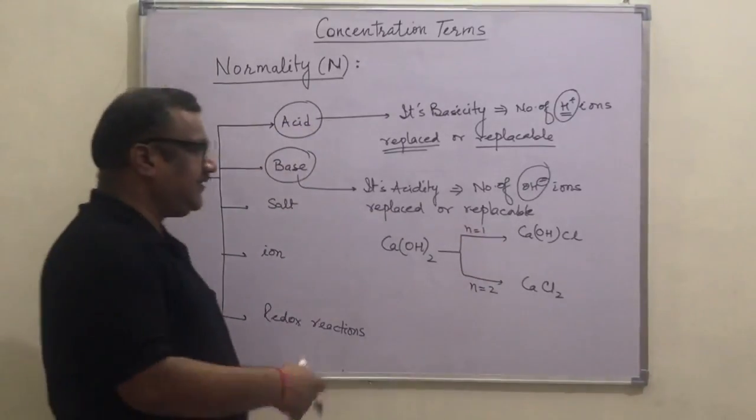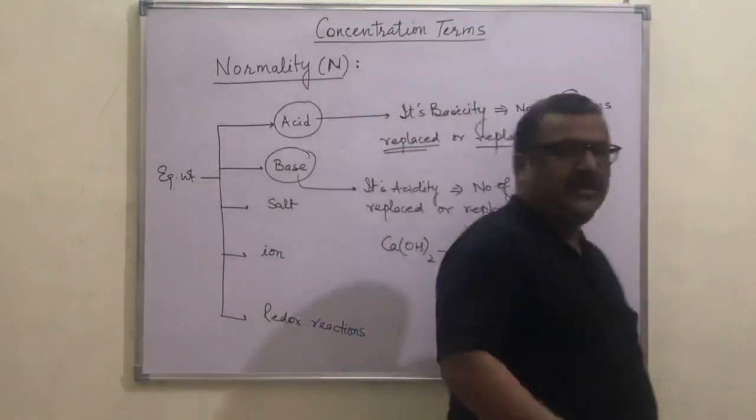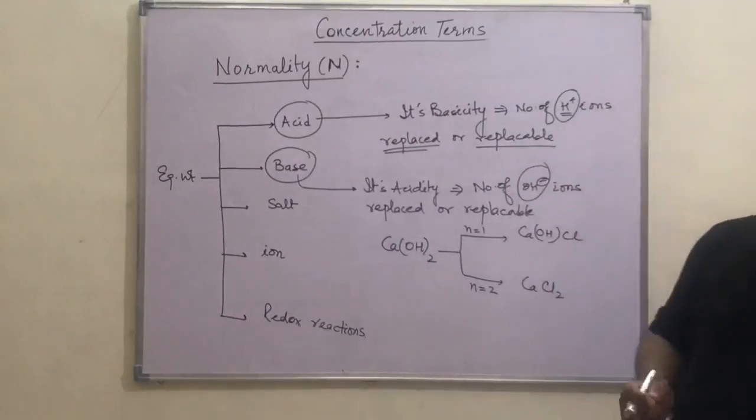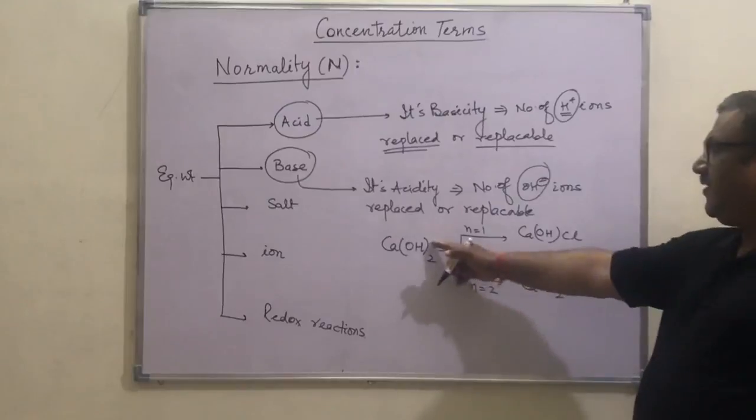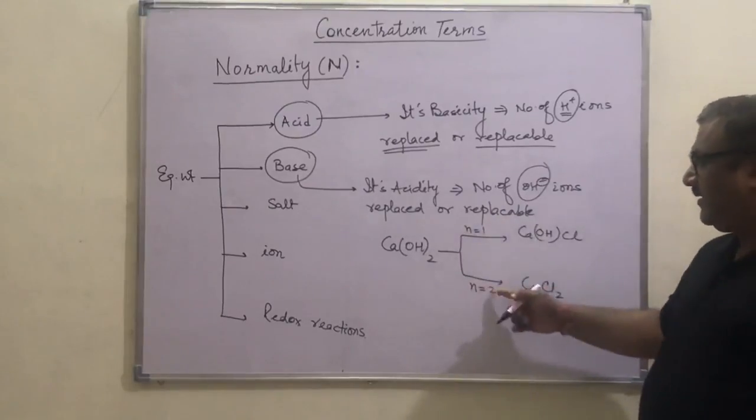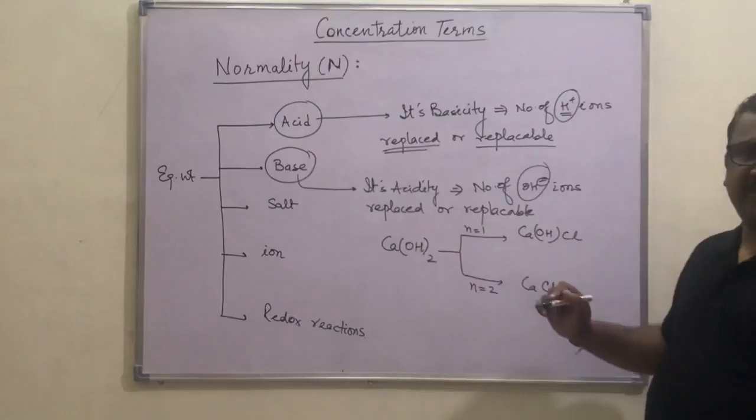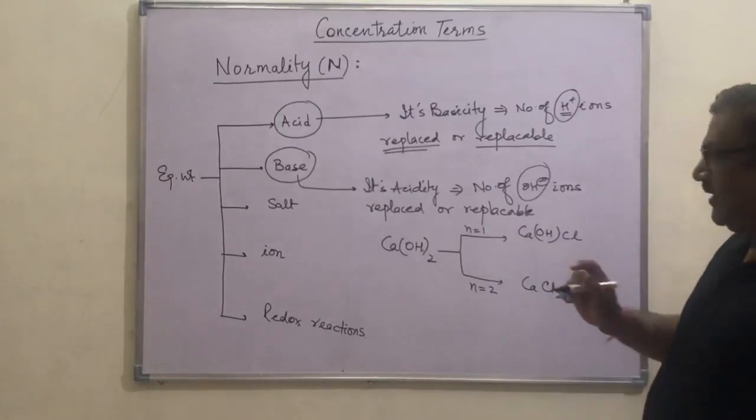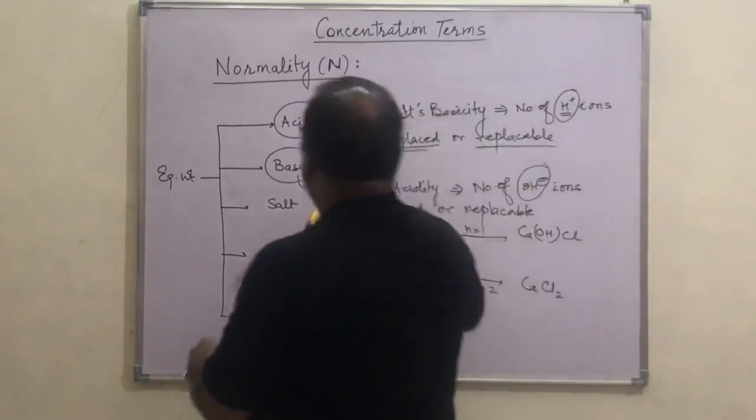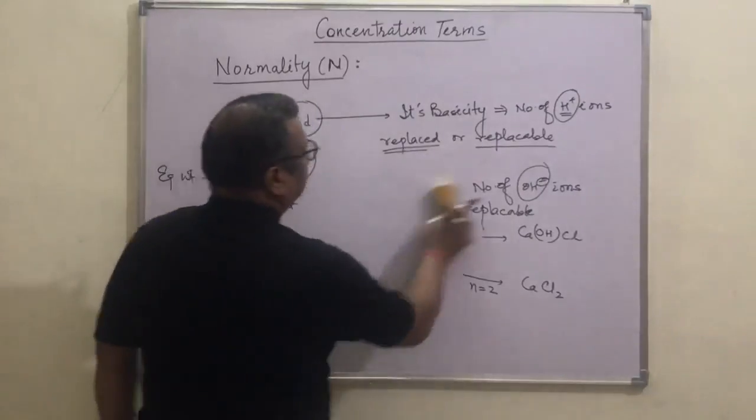So with the change in value of n factor, the equivalent mass of calcium hydroxide will change. Here it will be equal to its molecular mass. In this case it will be molecular mass by 2. Okay?